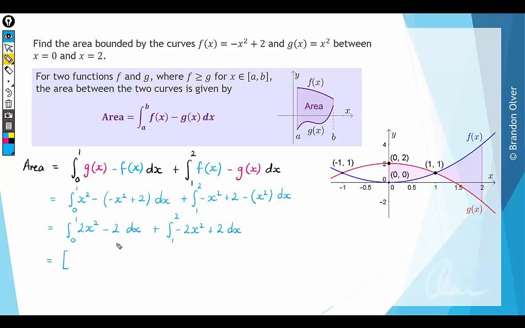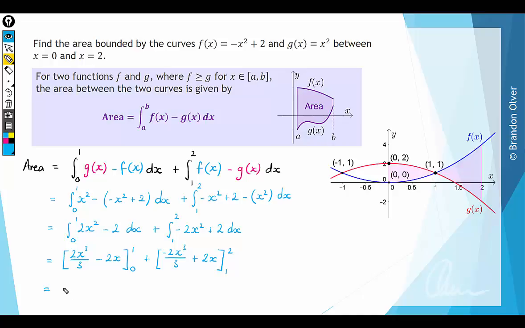And we know that we can calculate this by finding the antiderivative. So for the first integral, we'll have 2x, add 1 to the power divided by the new power, minus 2, and for any constant we introduce the variable, so we're going to have minus 2x evaluated between 0 and 1, and then we're going to add on negative 2x, add 1 to the power divided by the new power to find the antiderivative, plus 2 and introduce x. So that's the antiderivative of the second integral, which we evaluate between 1 and 2.